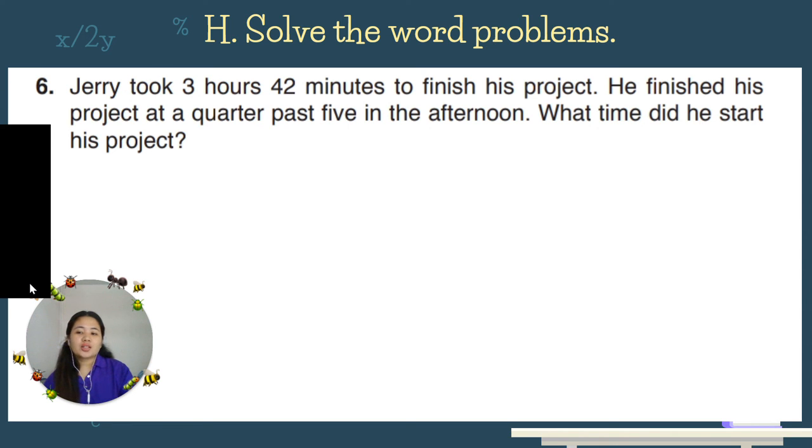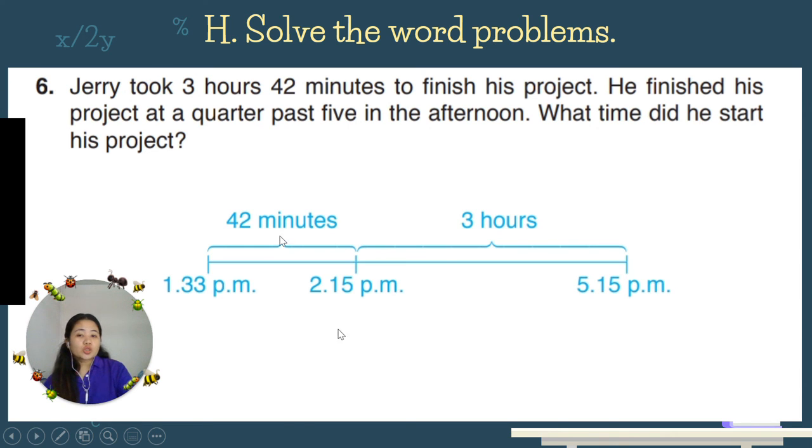Okay, so let's go here. If in 1 quarter we have 15, for example, we have 60 minutes, right? In 1 quarter we have 15. In 2 quarters we have 30. In 3 quarters we have 45, and 60 is the 4th quarter. So 5:15 in the afternoon, a quarter is 15 minutes past 5, so that means it is 5:15 p.m.